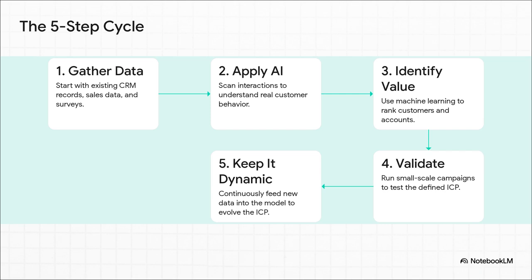You start by gathering up all the data you already have. Then you let AI work its magic to find the real patterns hidden inside. Machine learning helps you rank who your most valuable customers are, and then you check your work with some small-scale campaigns. But here, this is the most critical part. You continuously feed new data back into the model. That's what turns this into a dynamic loop of improvement, and that's what makes sure your ICP never becomes a dusty old snapshot again.